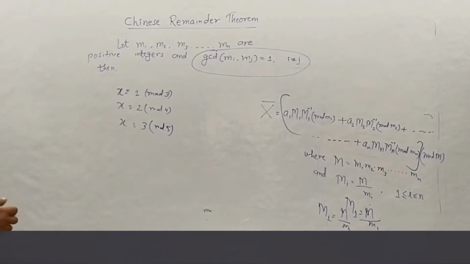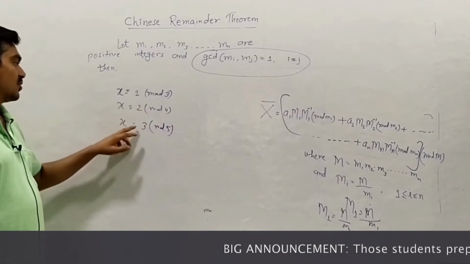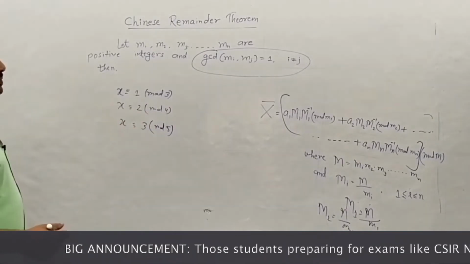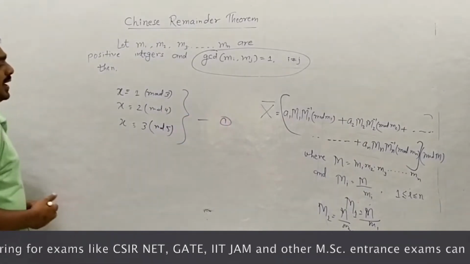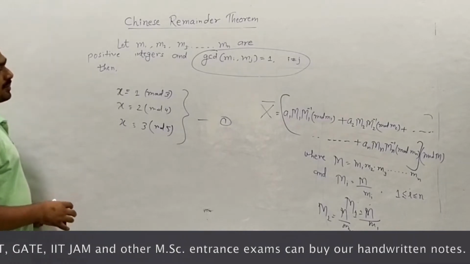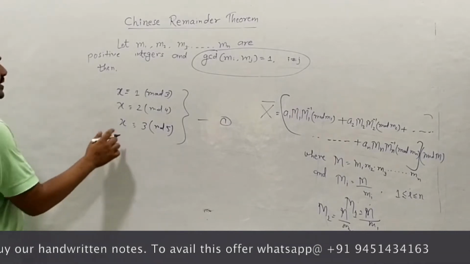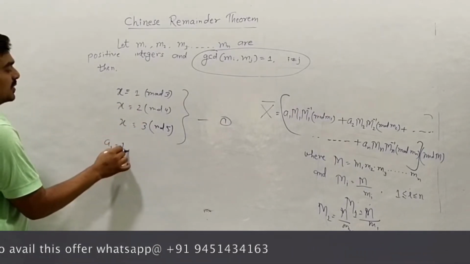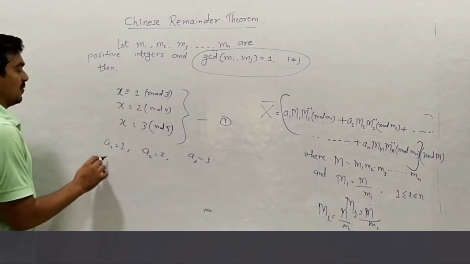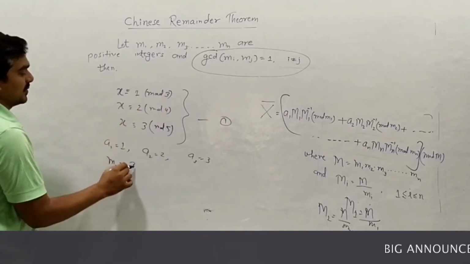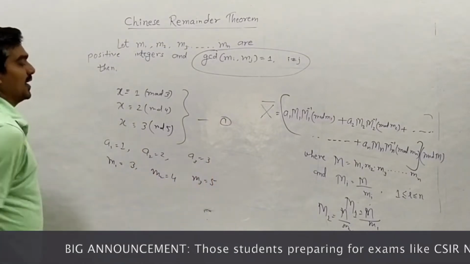So x is congruent to 1 modulo 3, x is congruent to 2 modulo 4, x is congruent to 3 modulo 5. We give this overall equation number 1, and here if we compare this system of equations to the general system, then we get a1 is equal to 1, a2 is equal to 2, a3 is equal to 3. What is small m1? That is 3, m2 is 4, m3 is 5.